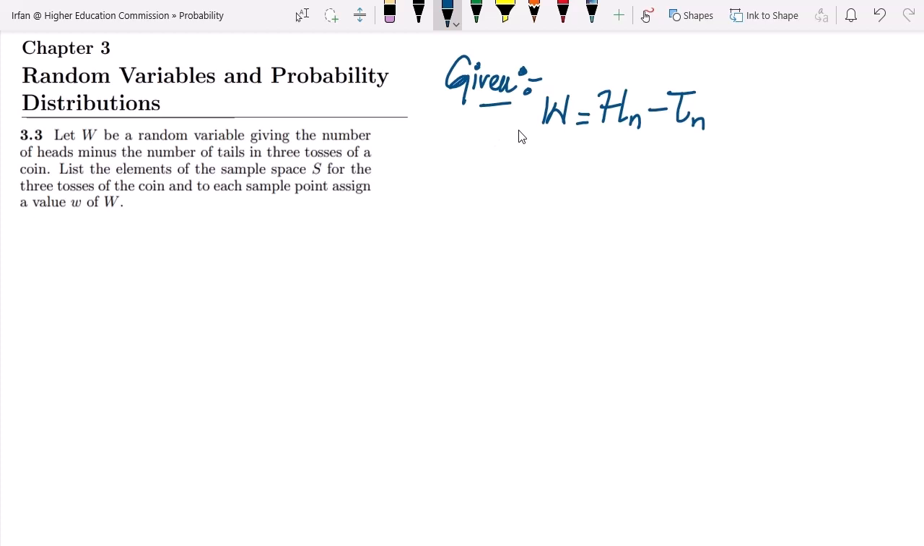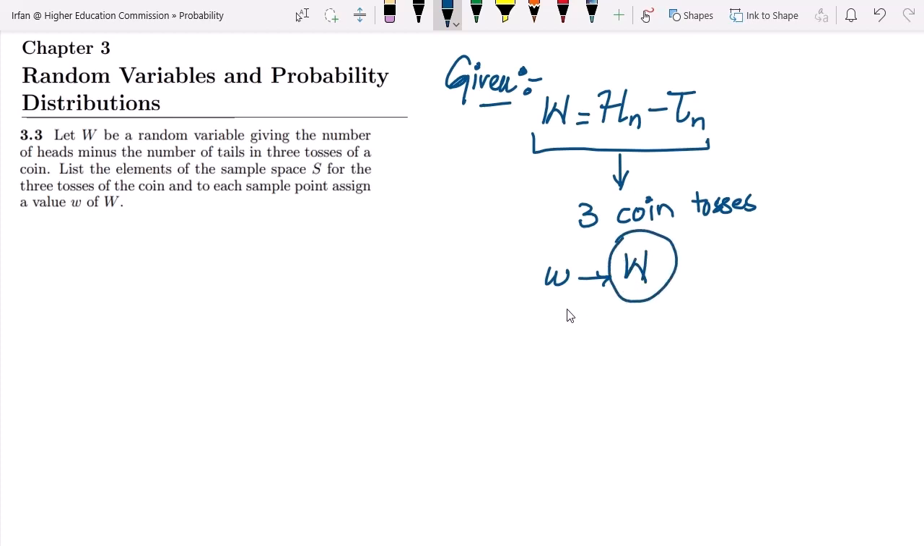So this is a random variable which basically shows the number of heads minus the number of tails in 3 coin tosses. Okay, so how many coin tosses we have? We have 3 coin tosses. So this is the given data up till now. So list the elements of the sample space for the 3 tosses of the coin, and to each sample point assign the value w of W. Okay, so what is w? This is the value which corresponds with the values of this W.